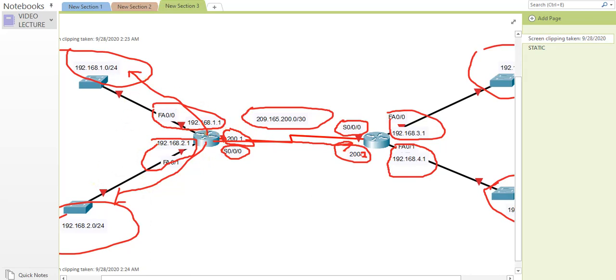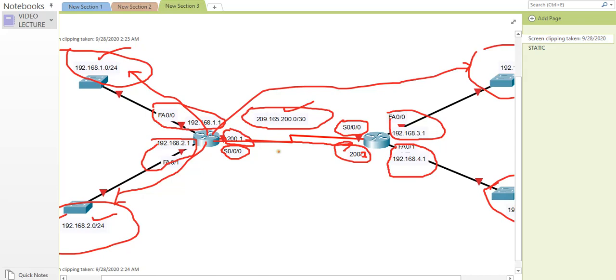So router 1 does not need any routing protocol to communicate to the 200.0 network, 1.0 network, and the 2.0 network. So router 1 at this moment does not need any routing. But for instance, let's take this as an example. Router 1 now wants to route traffic to here, to this side of the network.